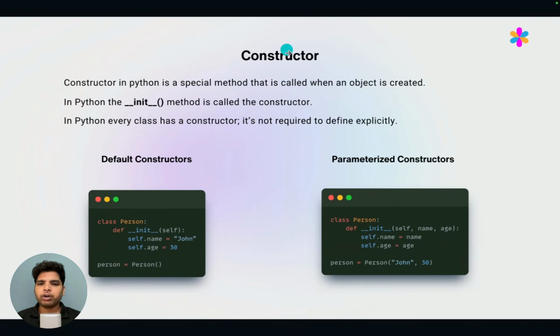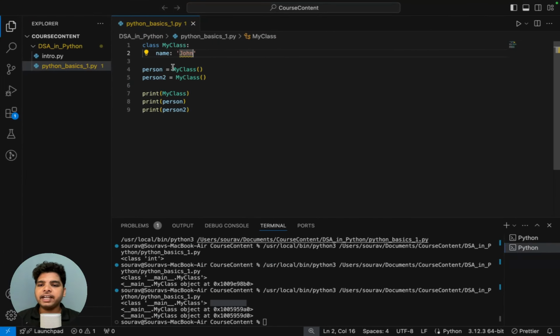Now let's talk about constructors. A constructor in Python is a special method, meaning a function, that is called when an object is created. But when we create an object from this class, we are not calling any function, right? When we create an object from the class, Python by default calls a method. That special method is called the constructor.